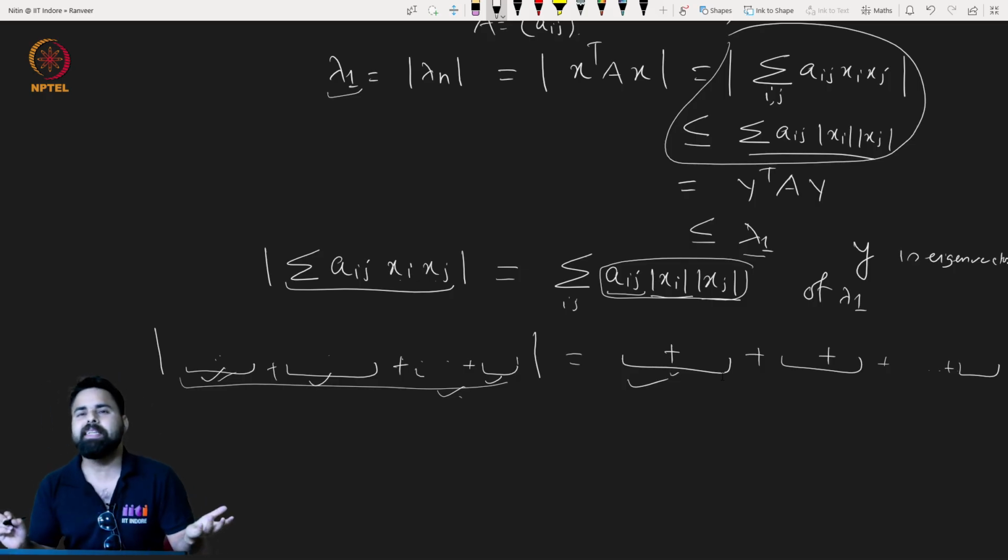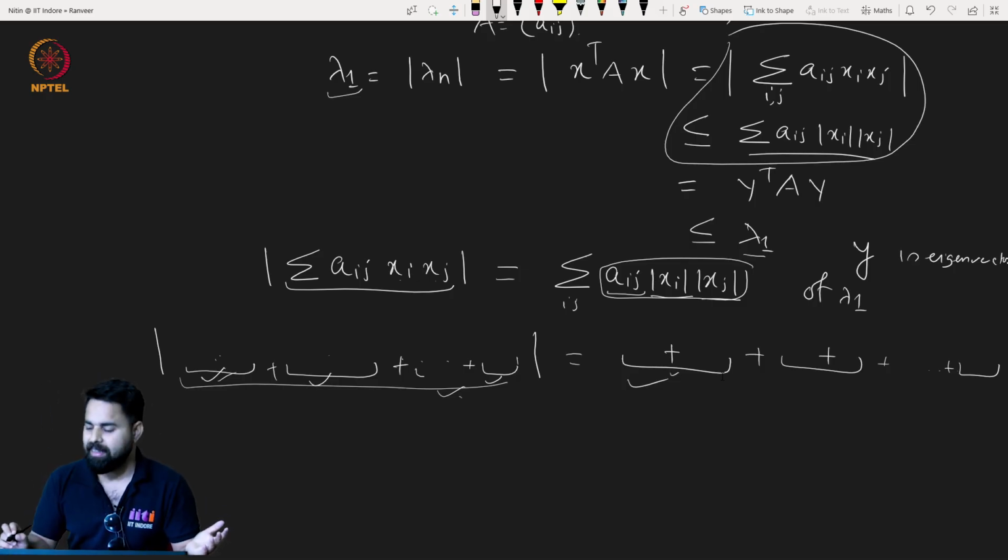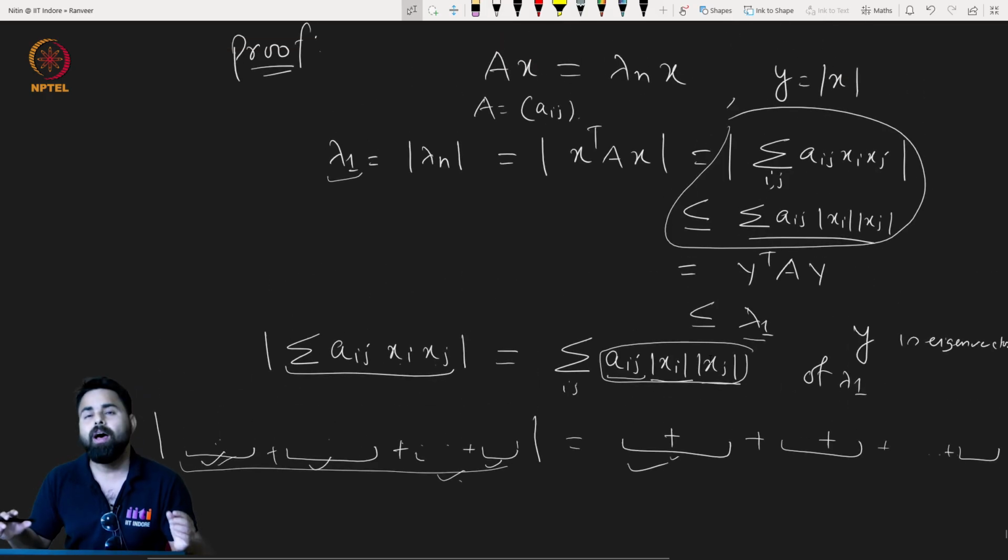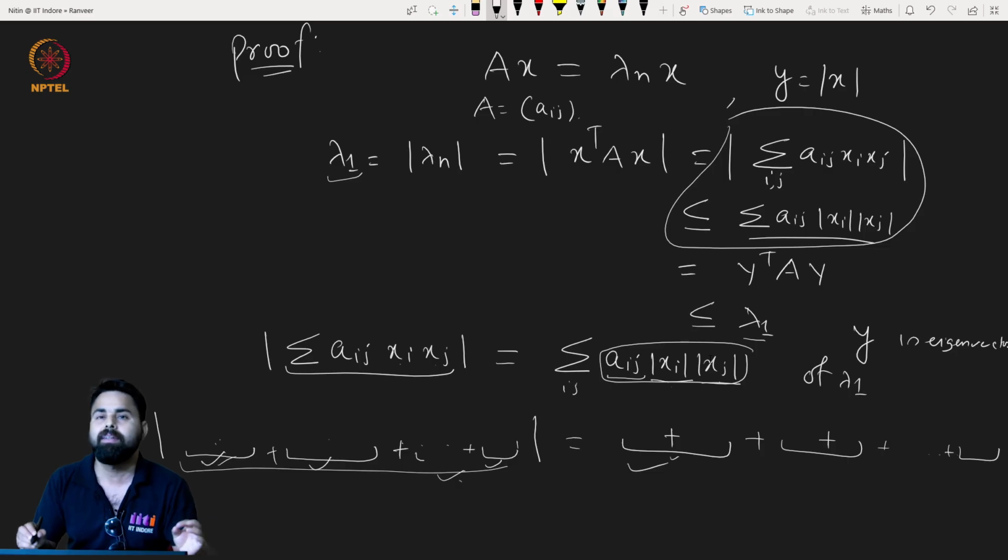Okay, and the graph is given connected to us, right? The graph is given connected, and y is a non-negative vector, right? Because y is mod of x, so every entry is non-negative. But since the graph is connected, every entry has to be non-zero. That means every entry in y is positive. So none of the xi and xj here are 0. So everywhere there are as many terms as the number of aij.